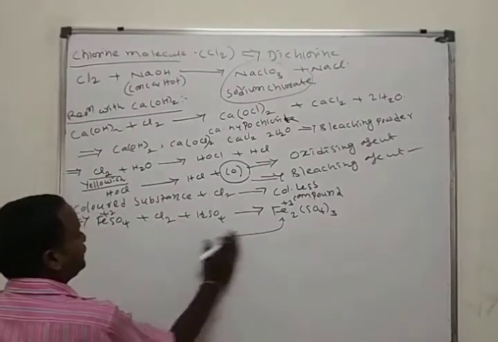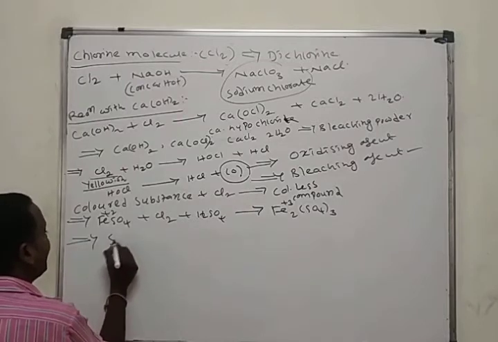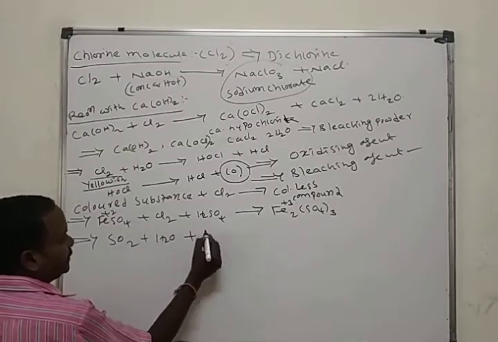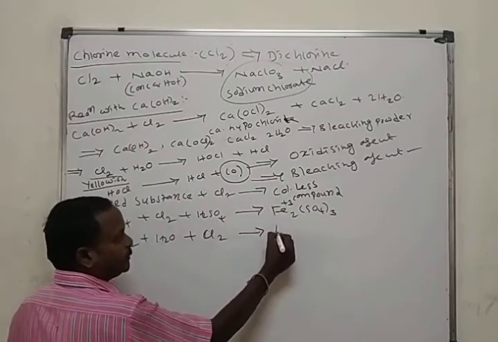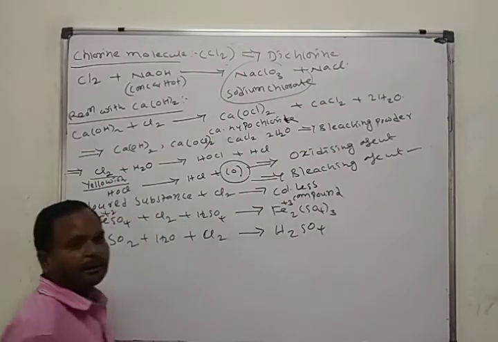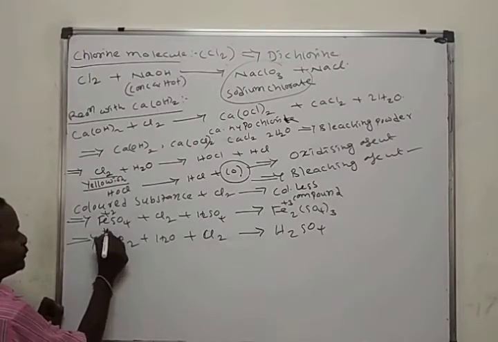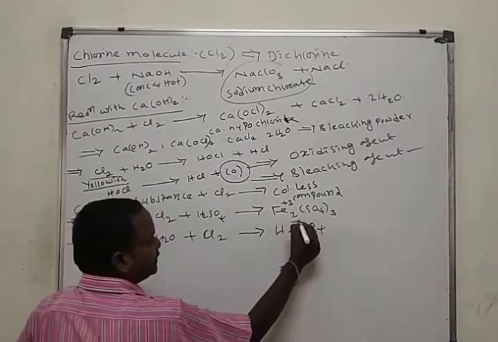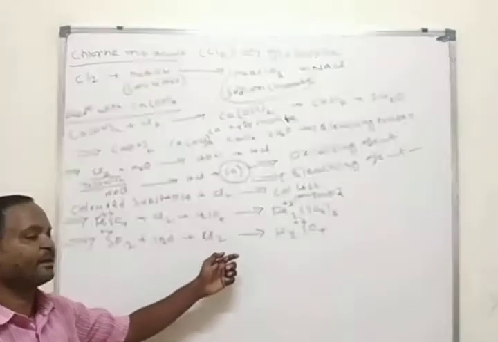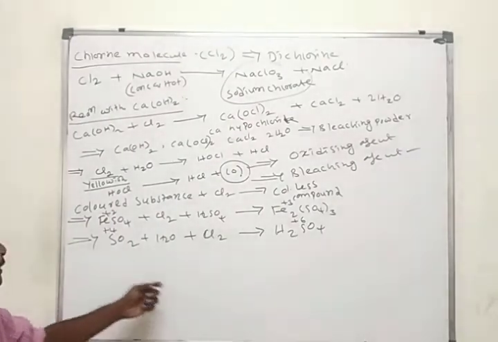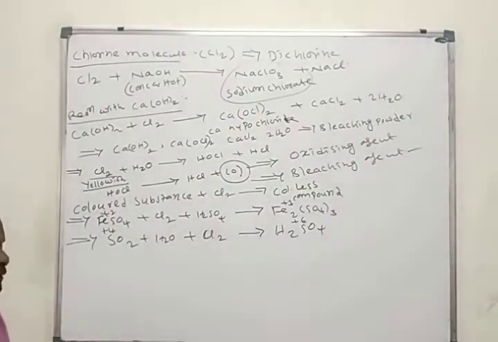Ferrous sulfate converts into ferric sulfate, and sulfur dioxide in the presence of water and chlorine converts into sulfuric acid. The oxidation number of sulfur here is +4, and here it is +6. That means oxidation number increases, which means it involves oxidation.